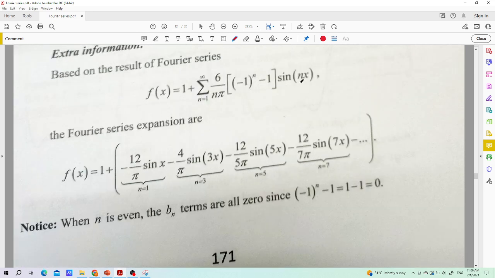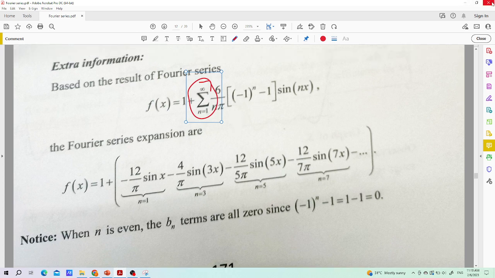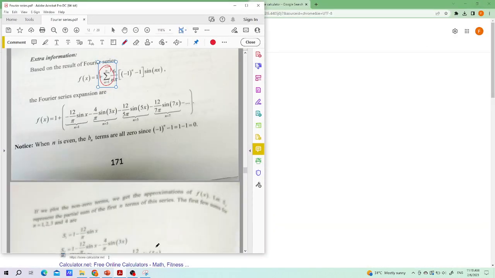Here we have the Fourier series, and the Fourier series expansion is 1 plus this summation. First, meaning they start with n equals 1, so 6 over pi in front here, and then we have 6 over 2 pi here. Okay, we discuss a little bit here.